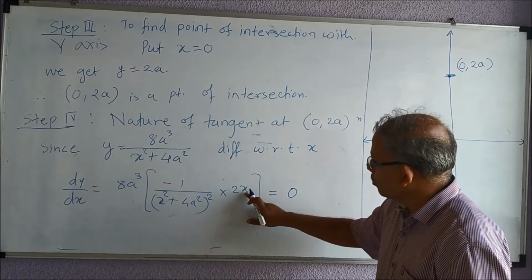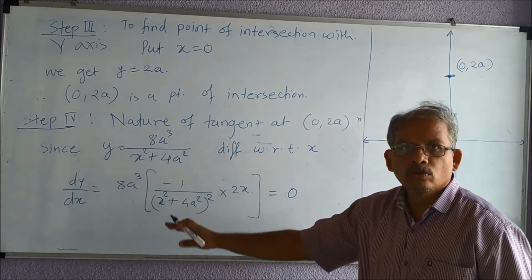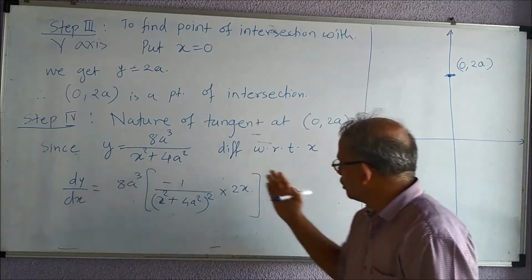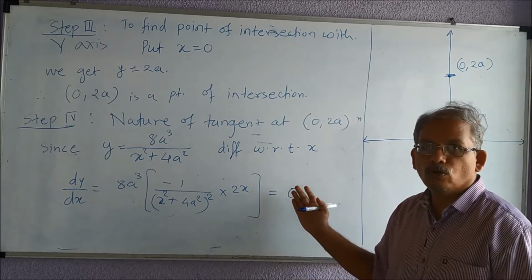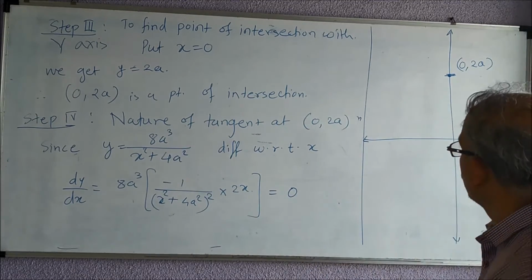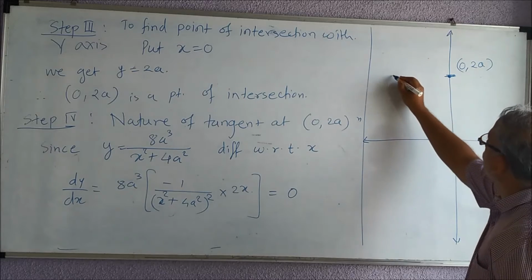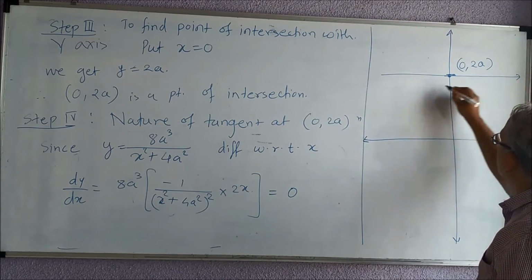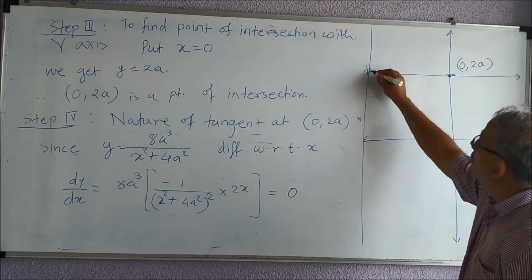See, x is 0, so this entire thing will be 0. So the slope is 0, and you know that when the slope is 0, the tangent has to be parallel to the x-axis, right? So at this point, the tangent has to be parallel to the x-axis like this. This is the tangent.